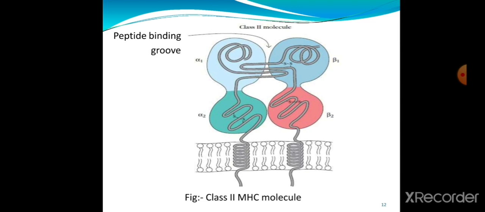You can see here alpha 1 and beta 1, there is a space that is a peptide binding groove. This MHC second is responsible for provoking the immune system, specifically the helper T cell, and these MHC second molecules help in killing pathogens.